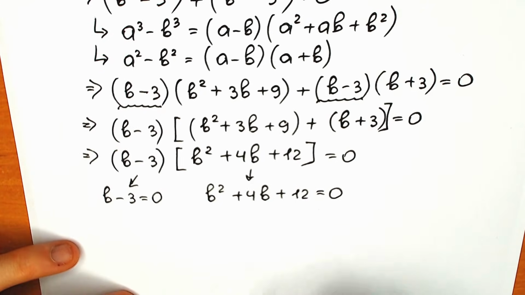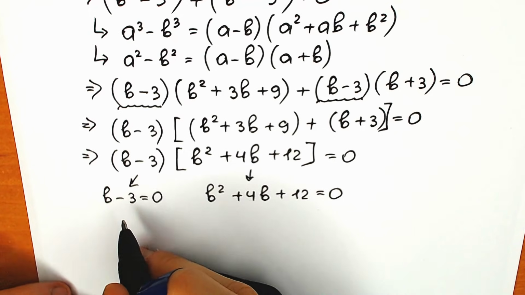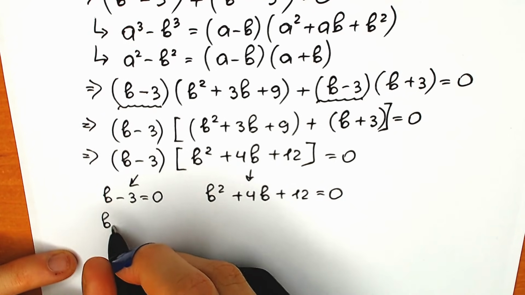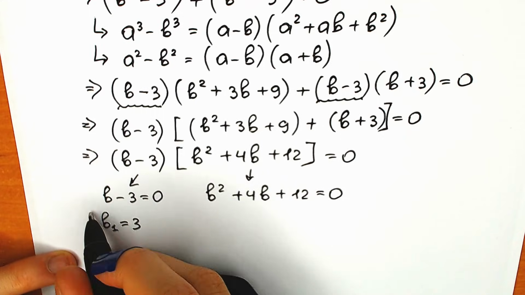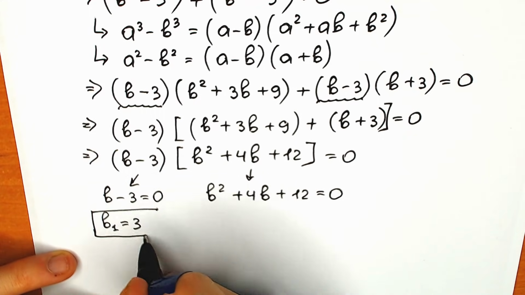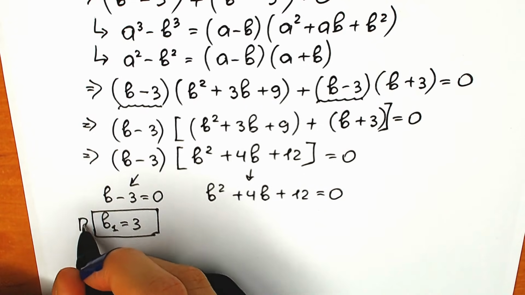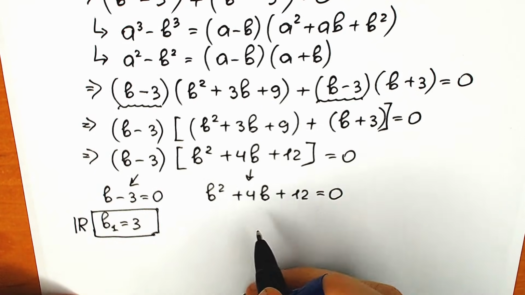Okay, really great. And right now we can solve the first branch on the left side real quick, instantly, because b minus 3 equal to 0, so b is equal to 3. So let's underline this answer. Right now let's solve another branch. We know the first answer, it looks like a real number root. Yeah, we have 3. Right now let's solve another branch.